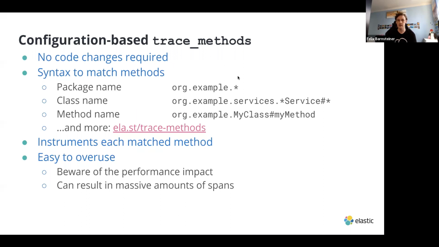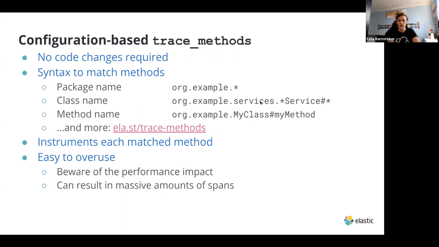You can instrument methods by their class name, and you can also mix that in with wildcards again. So you can instrument all of the methods that end in service, or you can, of course, also specify an explicit method. And there are many more options you can use to select your methods. You can read them up in the documentation here.